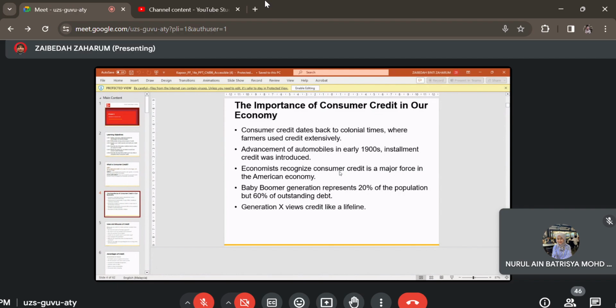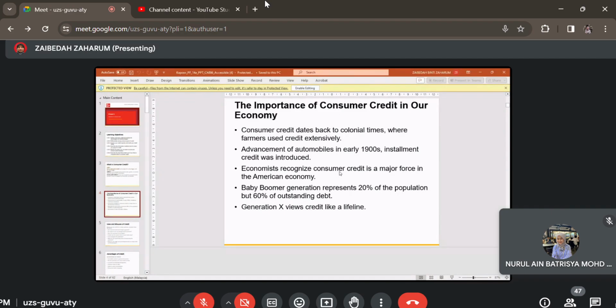So sekarang when we look like that, we know how important the consumer credit is in our economy. And kalau kita tengok sekarang pun, the impact of the consumer credit ni menyebabkan ramainya golongan-golongan muda ni dah diisytihar sebagai bankrupt. Kita tengok banyak berlakunya, tapi ianya datang daripada golongan-golongan muda ni tadi.